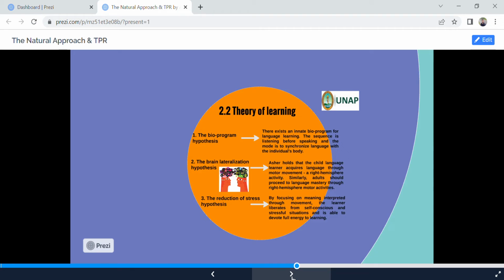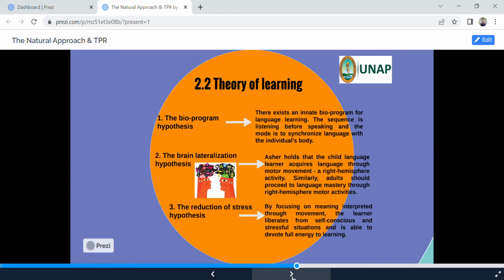According to the theory of learning, here we distinguish 3 hypotheses: the bioprogram, the brain lateralization, and the reduction of stress. The bioprogram says that there is an innate bioprogram for language learning. The sequence is listening before speaking, and the mode is to synchronize language with the individual's body.